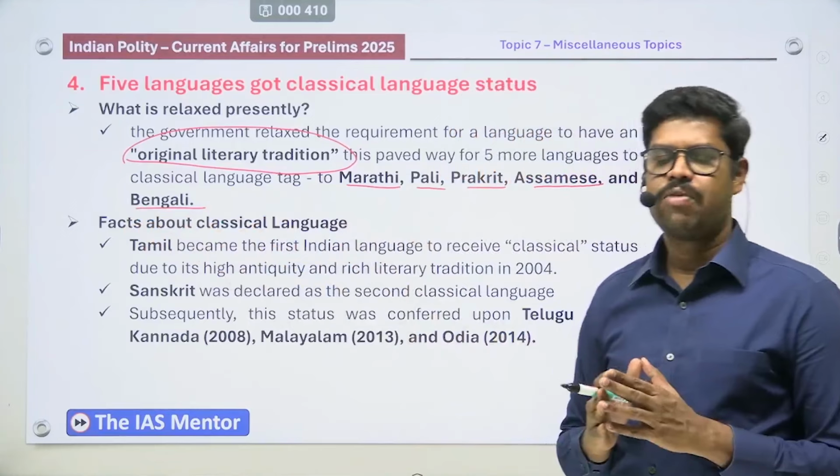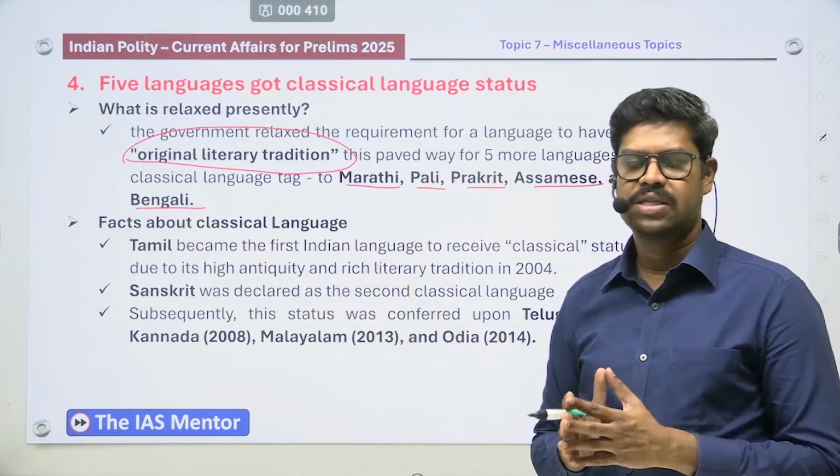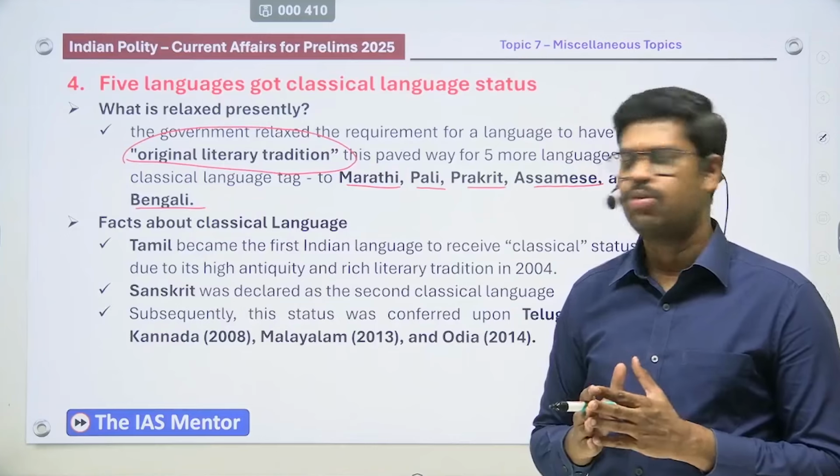Anyways, it is for the Government of India to decide what shall be given classical language status, and all these languages should be equally appreciated.